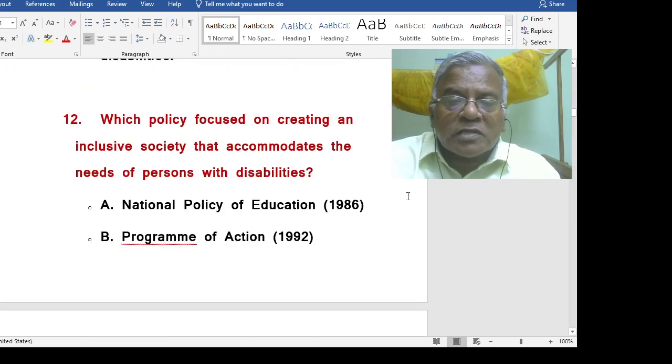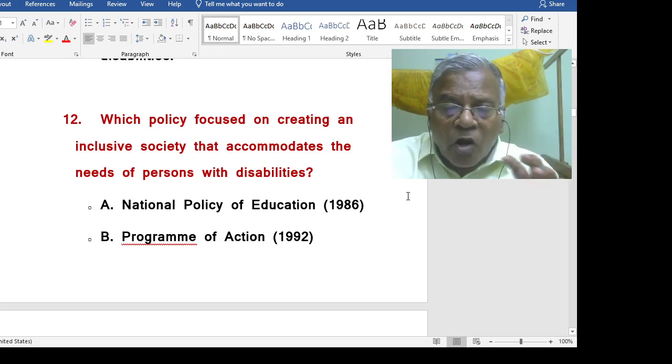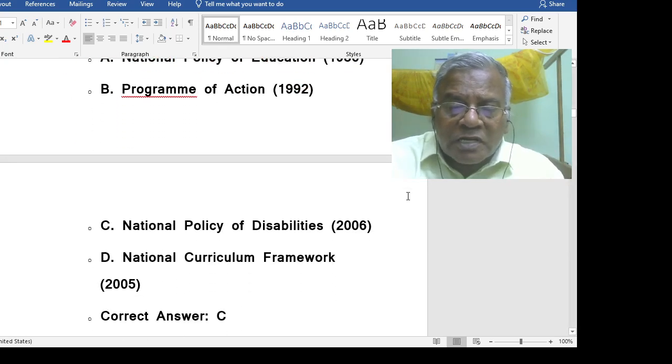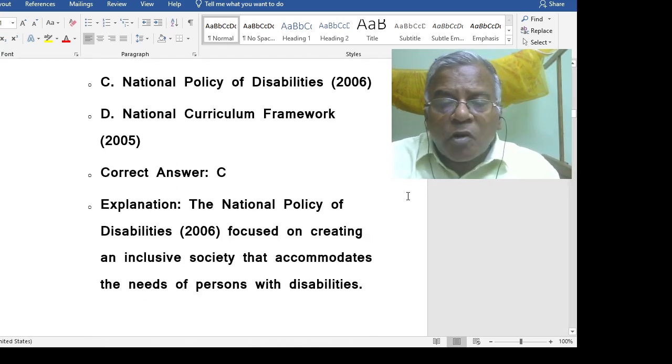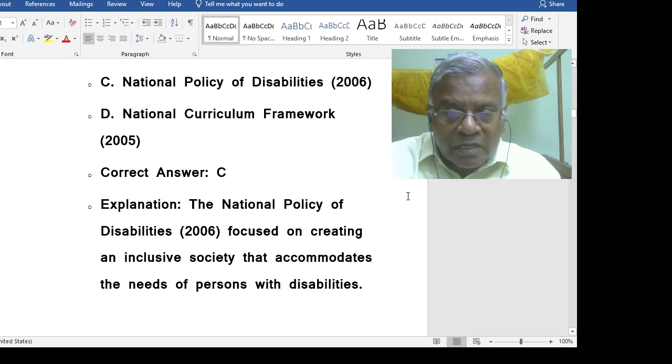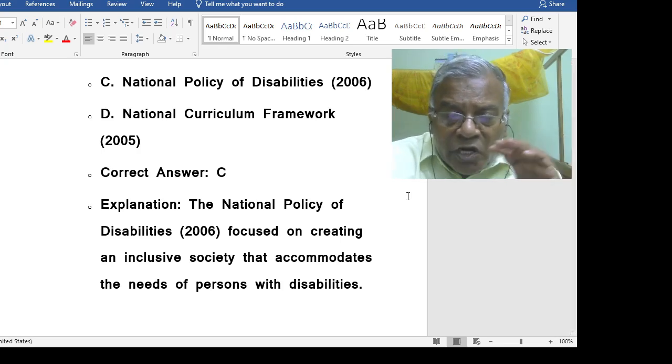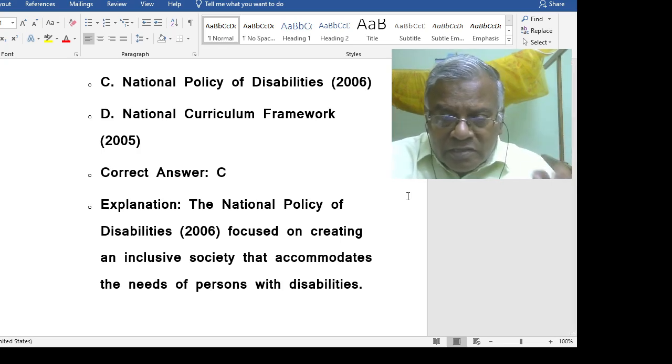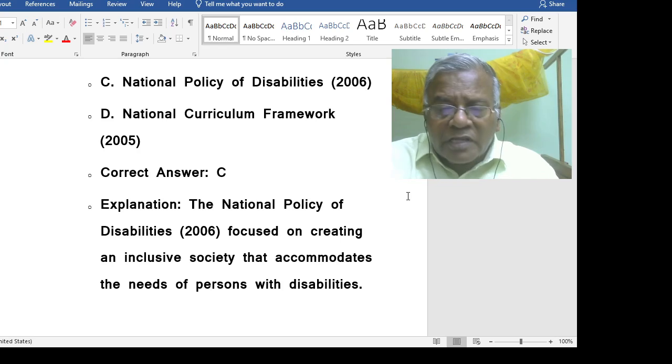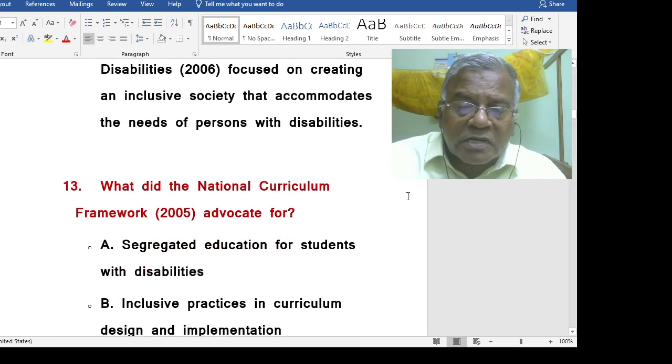What is the correct answer? Which policy focused on creating an inclusive society that accommodates the needs of persons with disabilities? That is the National Policy on Disabilities 2006. It focused on creating an inclusive society, that is, a society that will accept everyone, an inclusive society that accommodates the needs of persons with disabilities.